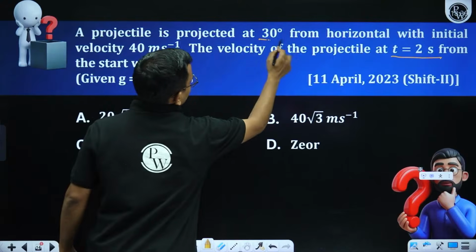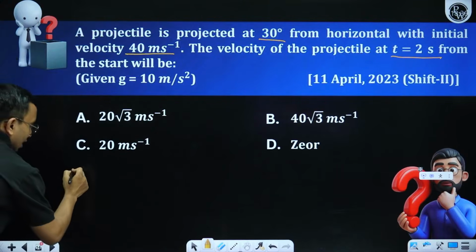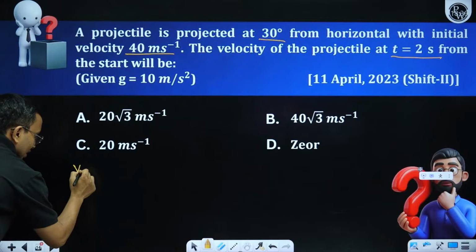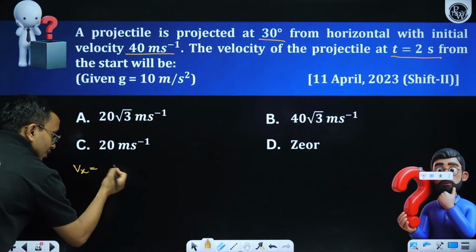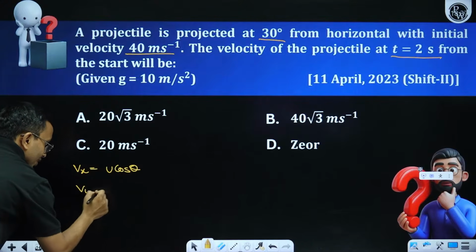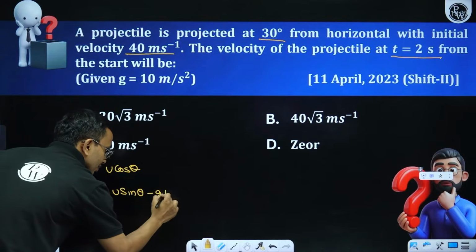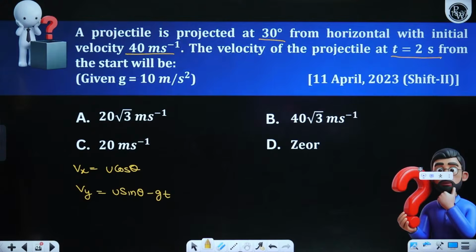Projectile is projected at 30 degree. Initial velocity is 40 meter per second. If I write the velocity along x-axis, that is always the same. What is that? U cos theta. If I write velocity along y-axis, that is u sin theta minus gt. This is how we wrote the equation along x-axis and y-axis.